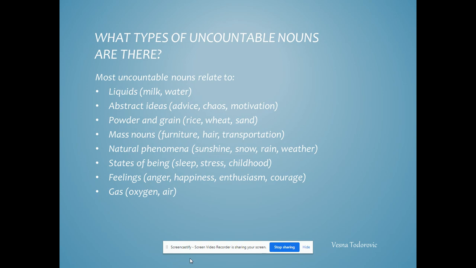Take a look at the types of uncountable nouns. Take a minute and then we will move on to the next slide.